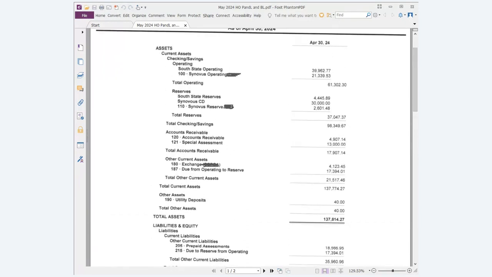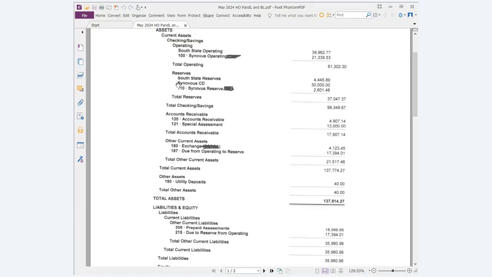In the balance sheet, the first section here is your current assets. Anything that's labeled current in a statement is something that is less than 12 months. Whether it's a receivable or a payable, if it's less than 12 months, it's considered current. These are the balances in the operating accounts. These would be checking accounts with a total for operating. And then the reserves. These would be a savings, a CD, and another savings for a total of $98,349 for both the operating checking accounts and the reserve accounts.